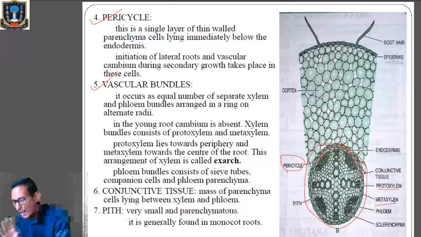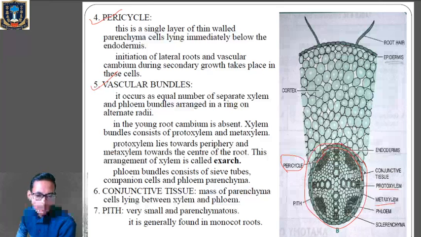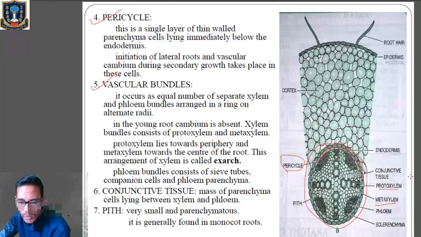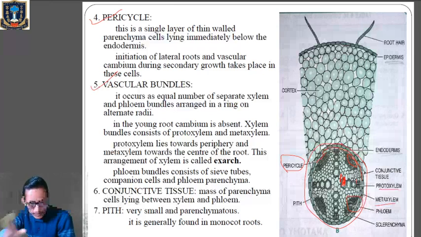Such type of arrangement of xylem is called exarch, E-X-A-R-C-H. In exarch, the protoxylem lies towards the periphery and the metaxylem lies towards the center. Phloem is mainly composed of sieve tubes, companion cells, and the phloem parenchyma cells. Here you can see the presence of phloem. These are the phloem, and here you can see the xylem. This one is metaxylem, and this one, close to the pericycle, is protoxylem. Now in between the xylem and the phloem, you can see the presence of a mass of cells.